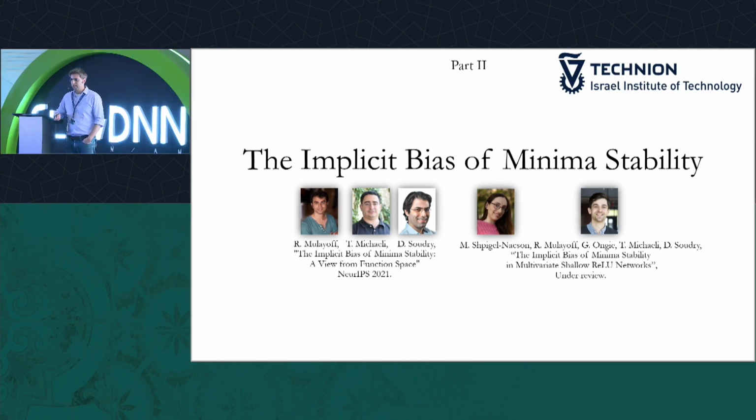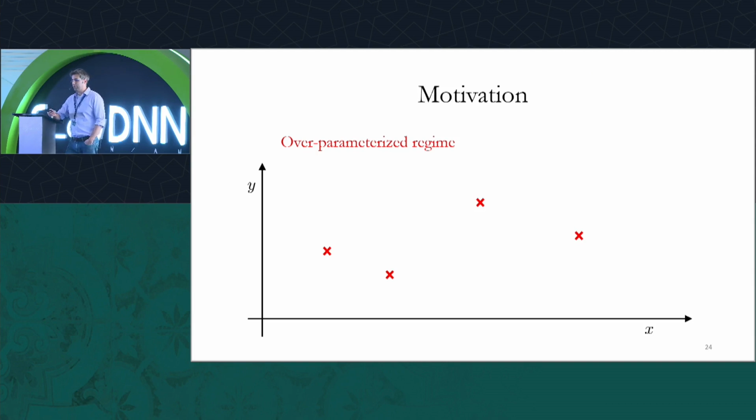Okay. So the motivation here, we want to understand the behavior of neural networks in an over-parameterized regime. And as we know, given some data points, we can perfectly fit to those data points if we have a sufficiently large network.